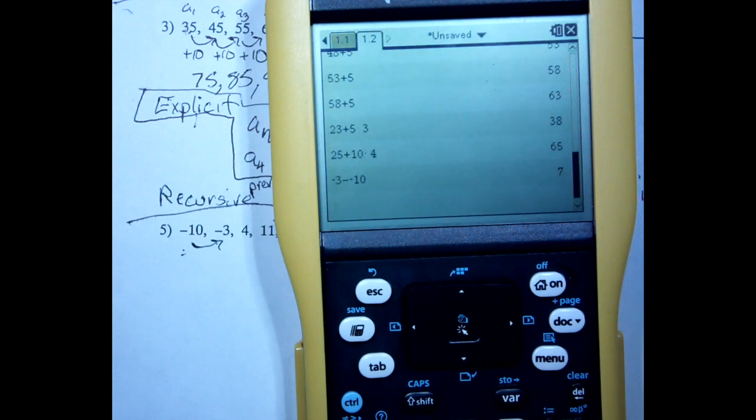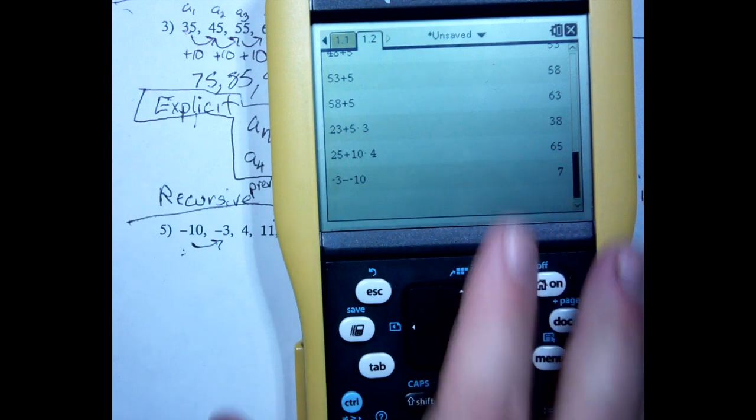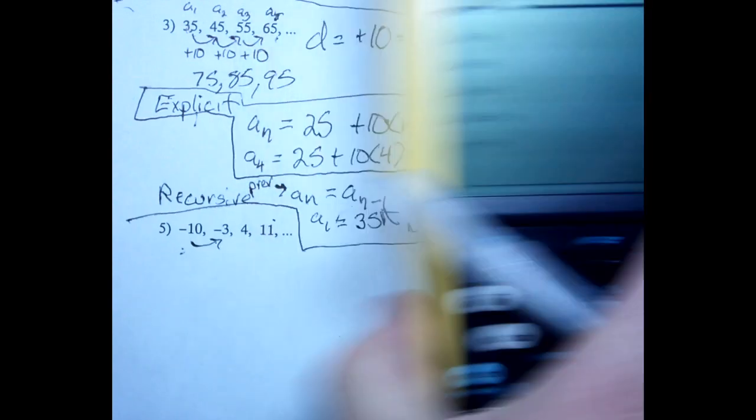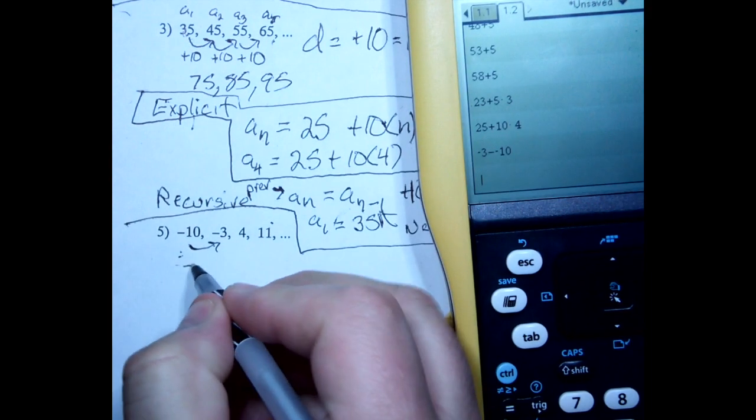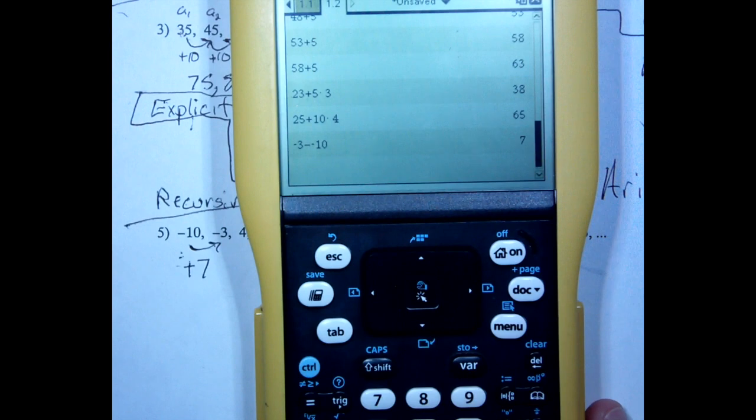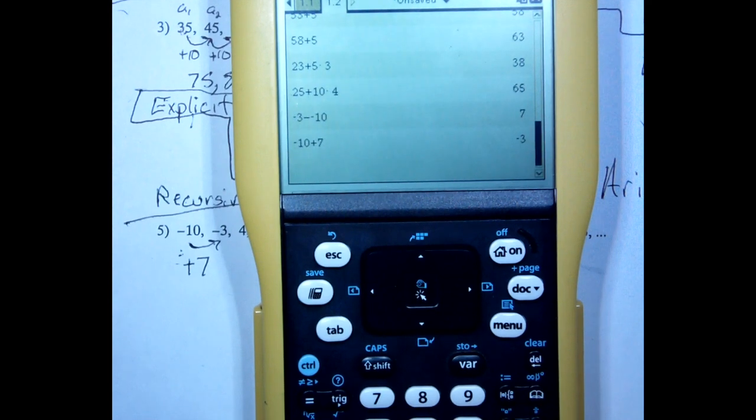Let's see. Positive 7. Right? It's positive 7. Let's double check this. I think that if I add 7 to this, that's how I get there. So let's try it and double check. I'm going to start with negative 10, and then add 7 to it. And I get negative 3.